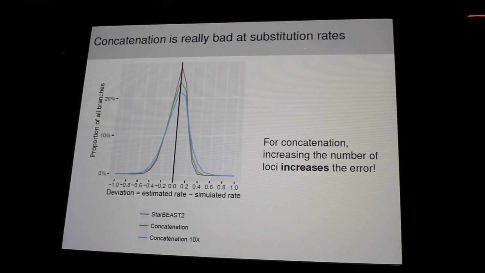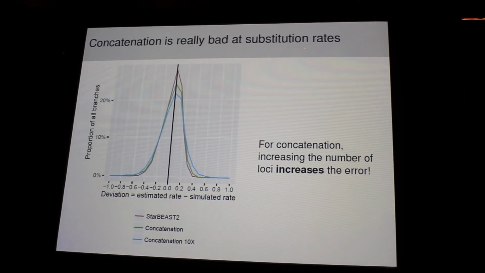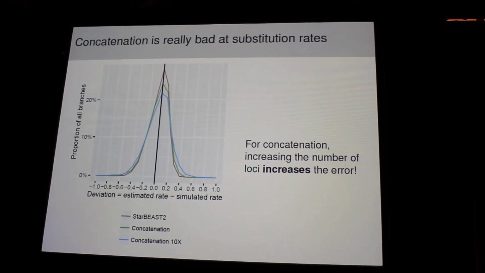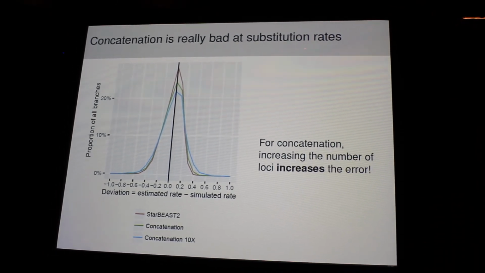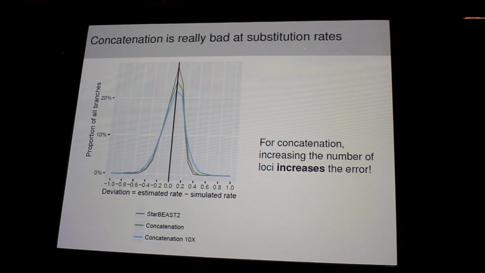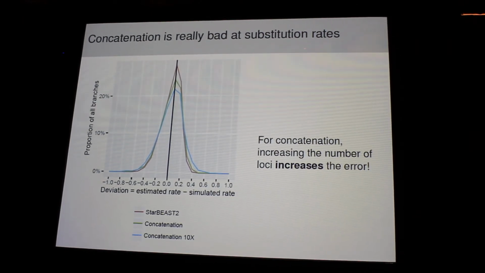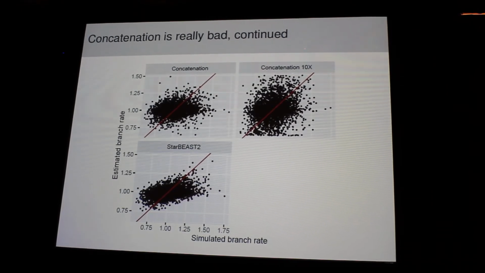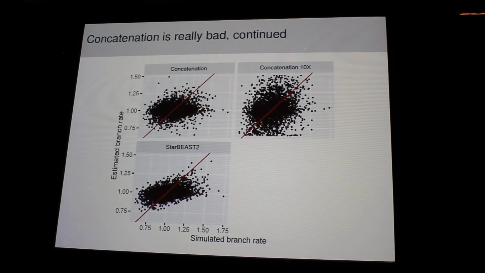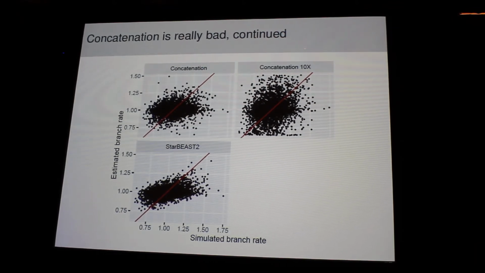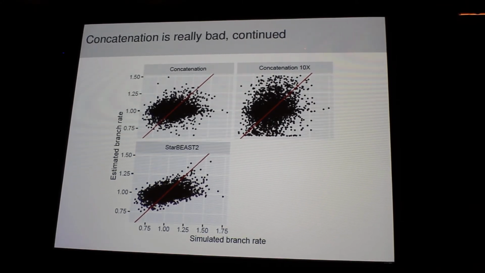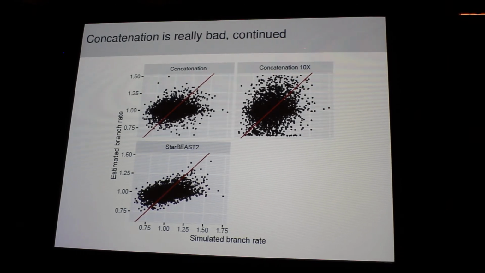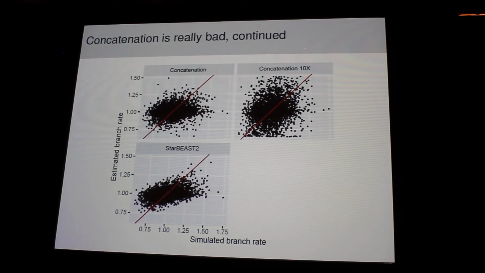In a simulation study, we can see that StarBEAST2 more accurately infers branch rates than concatenation does. And in fact, when you increase the number of loci in concatenation, it's actually increasing the error in your inference. This is just plotting the rates that we simulated against the rates that we estimated using StarBEAST2 and using concatenation. And you can see that the estimated StarBEAST2 and concatenation rates cluster around 1. That's because 1 is the expectation of our prior distribution.